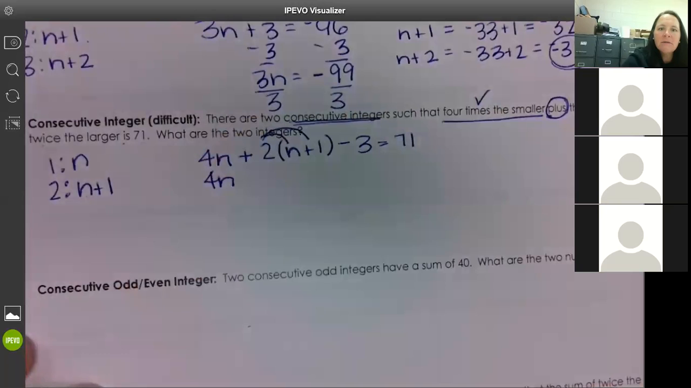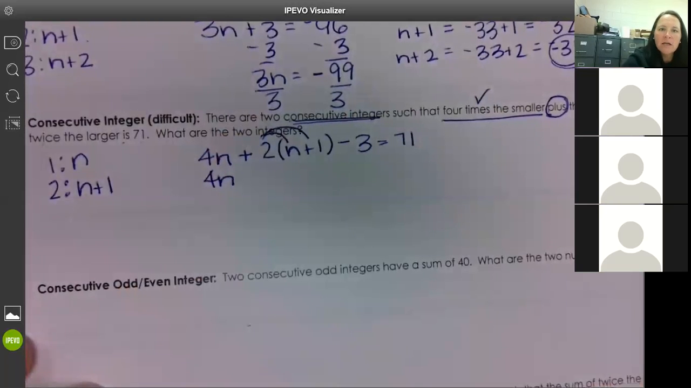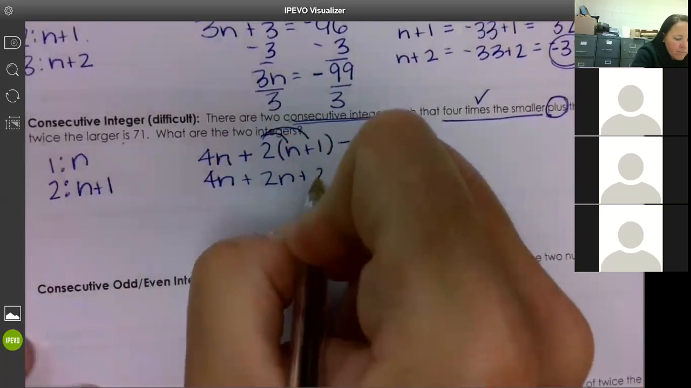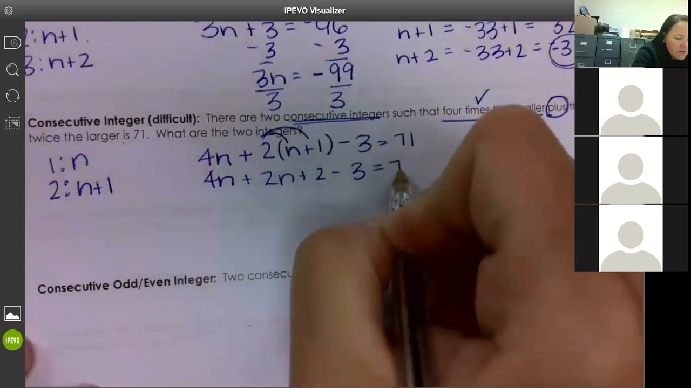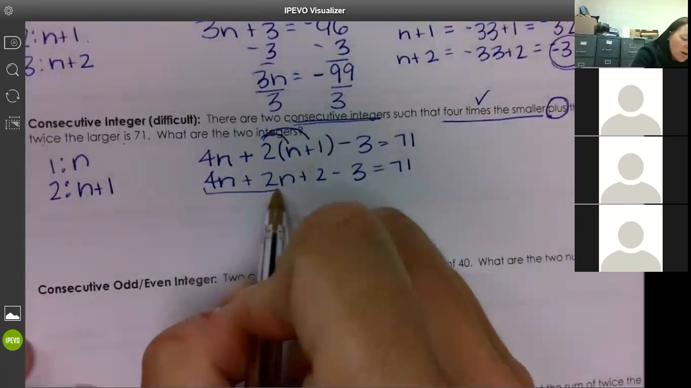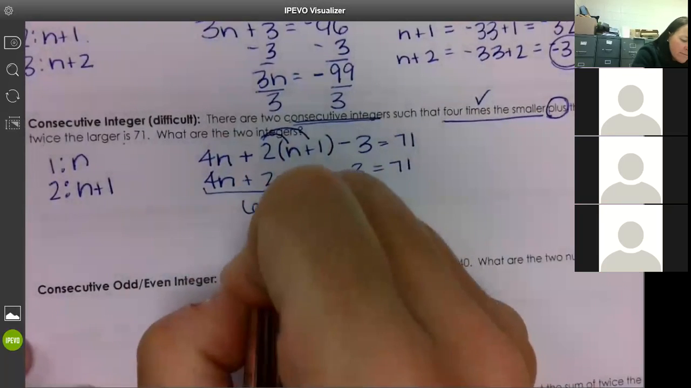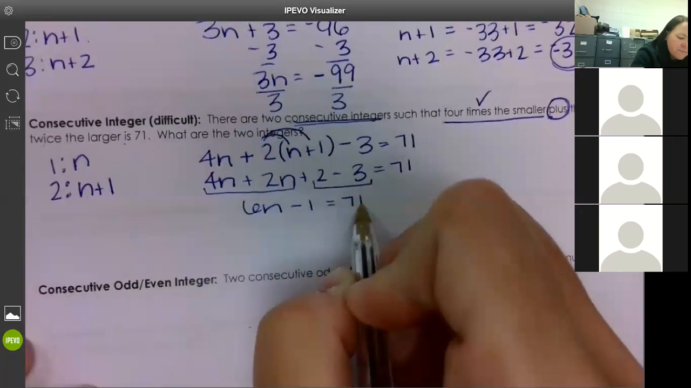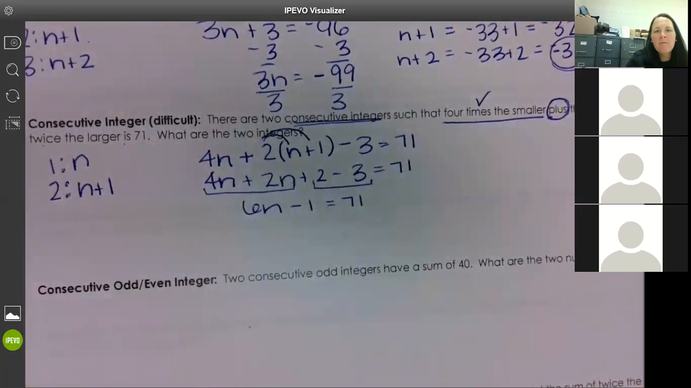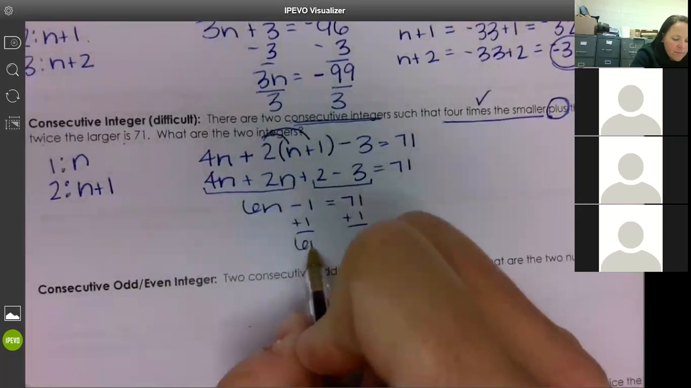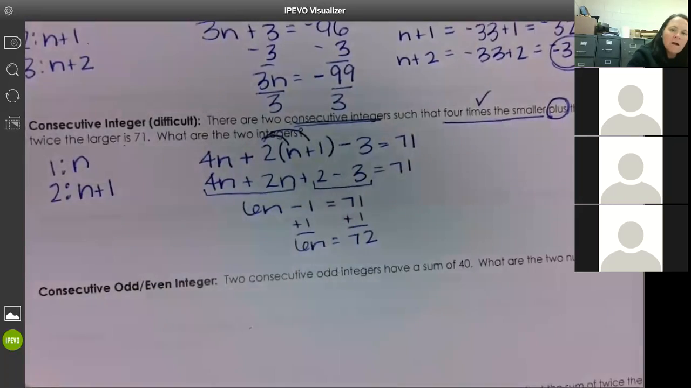Okay, I got about 10 minutes left, but we're going to get it done, okay? Multiply your 2. Rewrite your minus 3 equals 71. Add your like terms. 4 plus 2 is 6n. 2 minus 3 is negative 1. So you get 6n minus 1 equals 71. You're going to solve it. Add 1 to both sides.